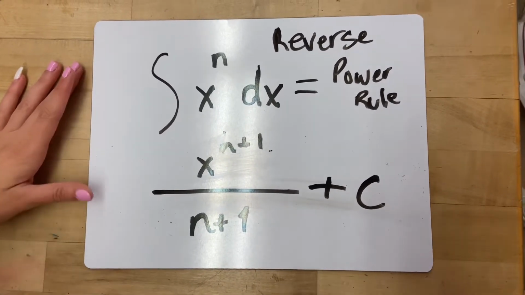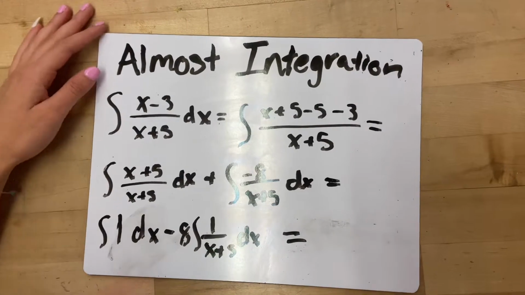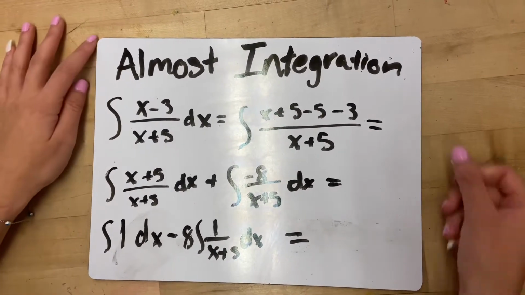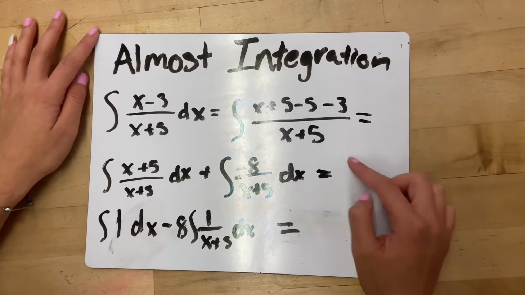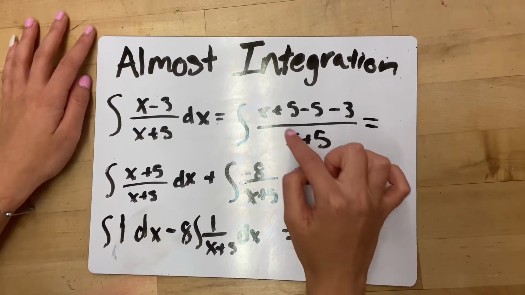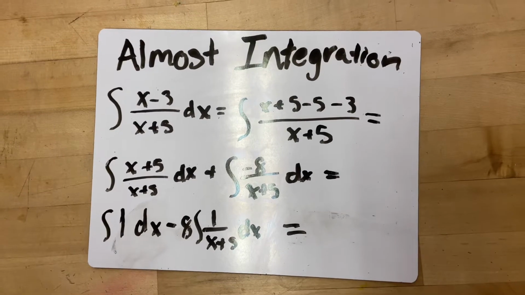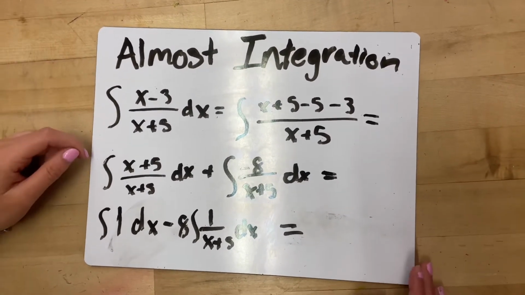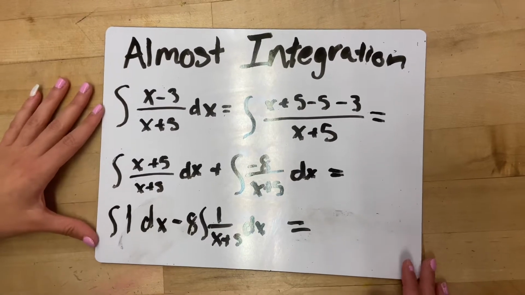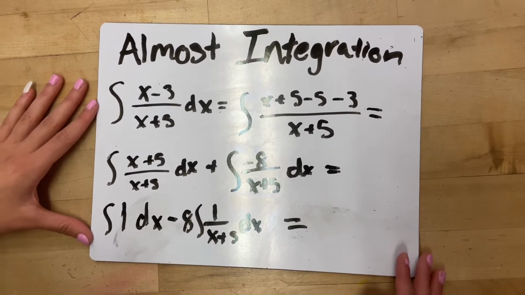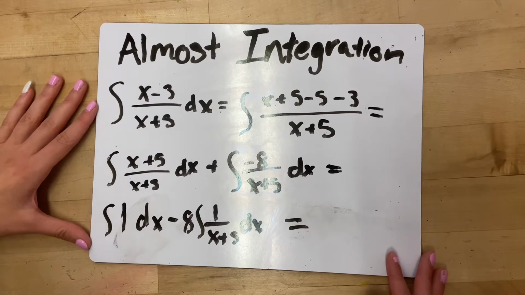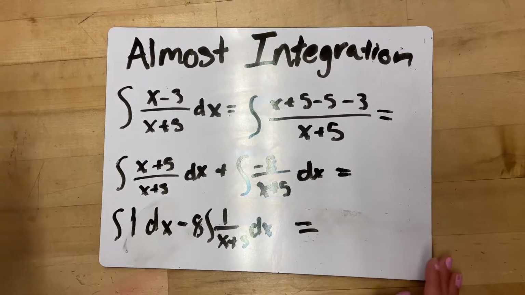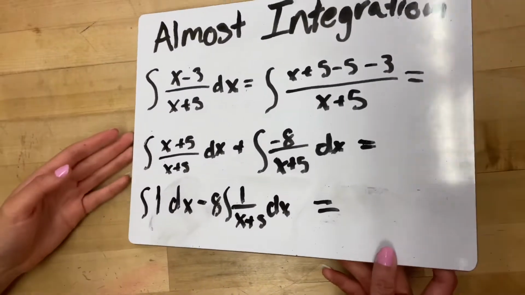Next of my 5 formulas is called almost integration, and you use this technique when the top looks almost like the bottom. You try to make a part of the top look like the bottom. To do that, in my example, I added 5 and then I subtracted 5, which is truly just adding 0, so there's no difference. That makes it easier to simplify into the integral of x plus 5 over x plus 5, plus the integral of negative 8 over x plus 5. That can also be simplified to the integral of 1 minus 8 times the integral of 1 over x plus 5. And those are super easy to integrate.